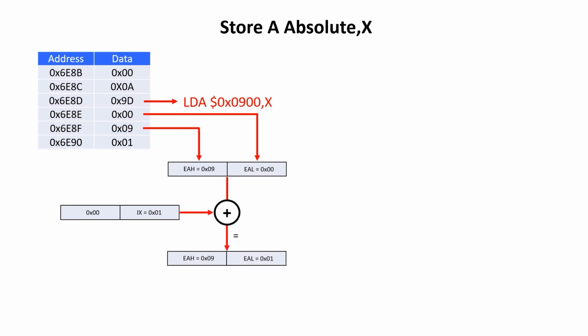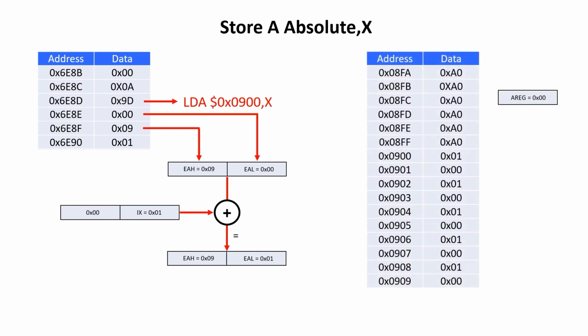The results are stored in EAL and EAH. And now we take the value in our A register, which is 0, and store it at the location pointed to by our effective address registers. The final address is 901 in this case.